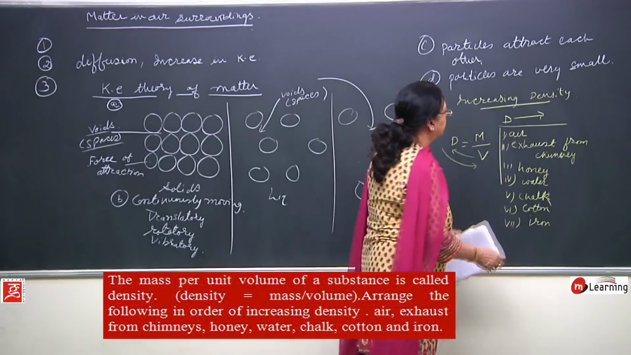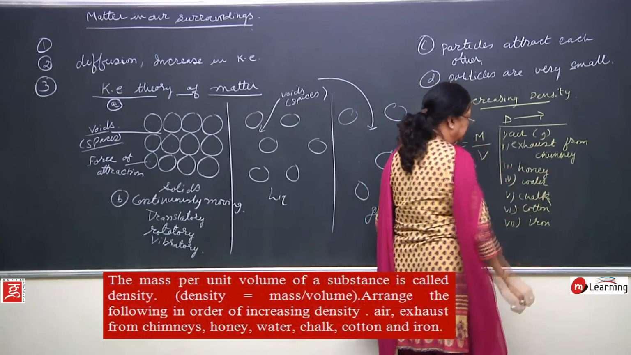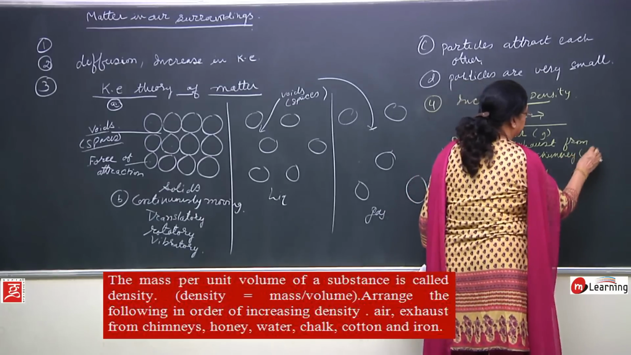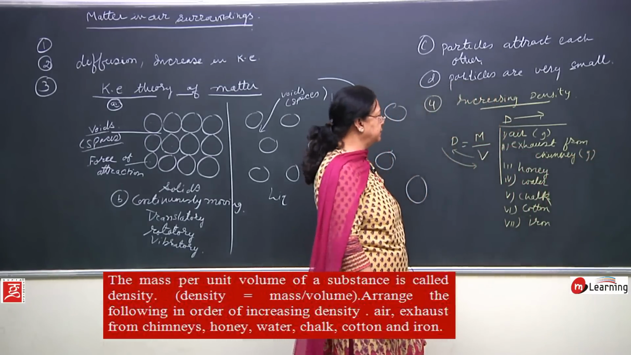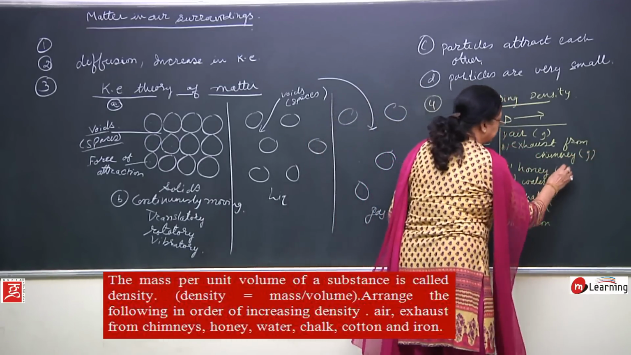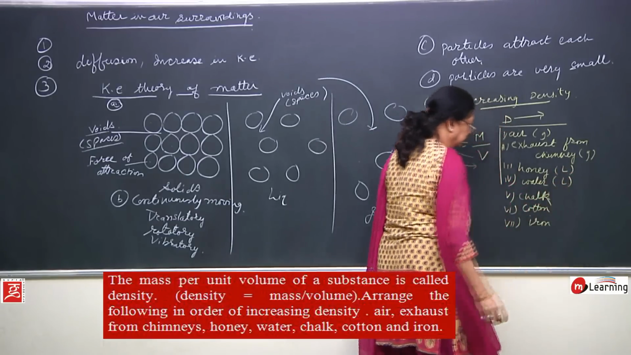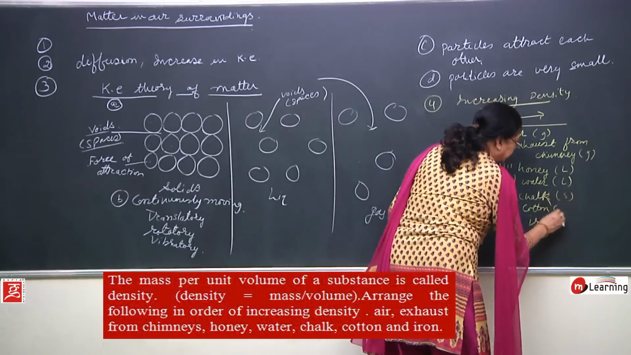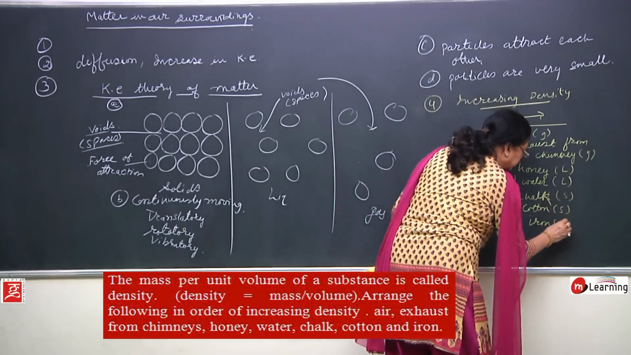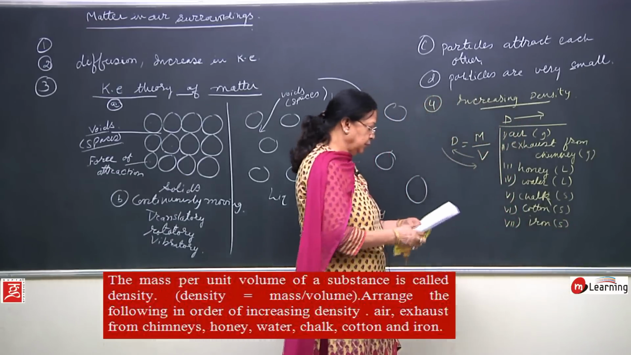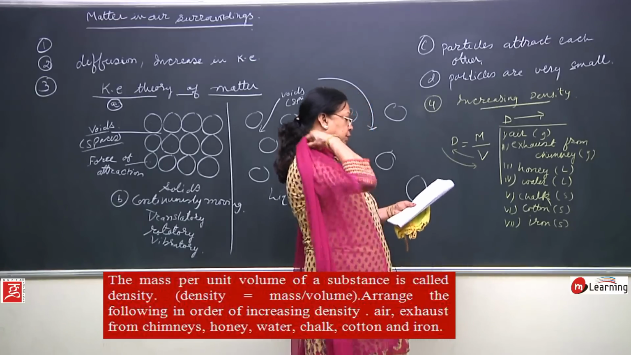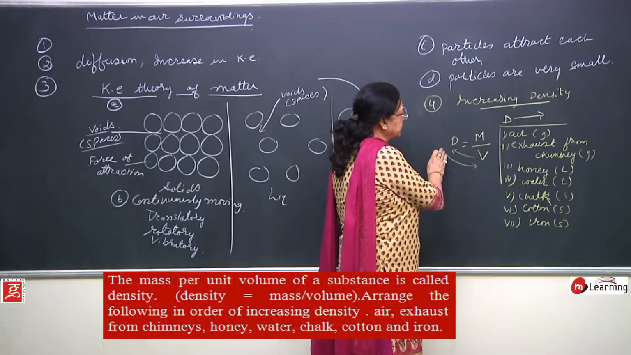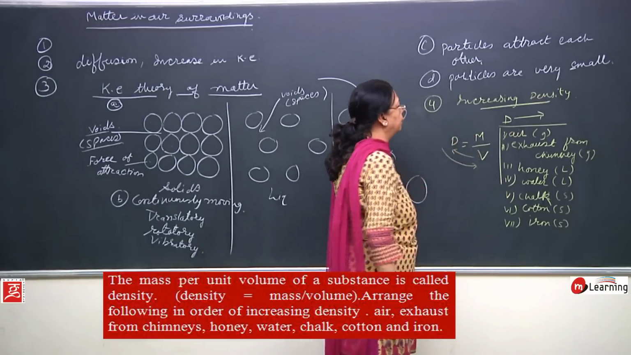Now this air, what is it? It is a gas. Any other gas here? Yes, exhaust from chimney. These two are gases. Then honey and water are liquids, and these three are solids. So you have to arrange them in the increasing order of density, and density is equal to mass upon volume.